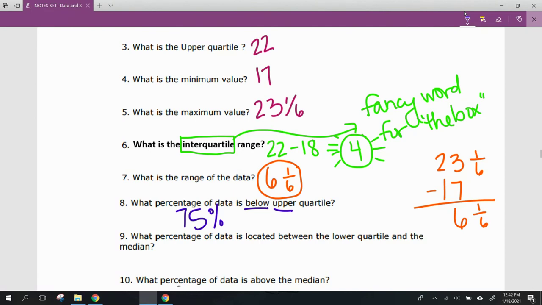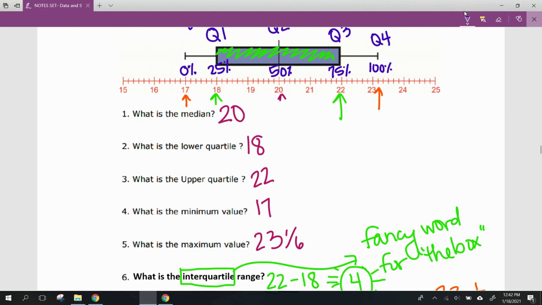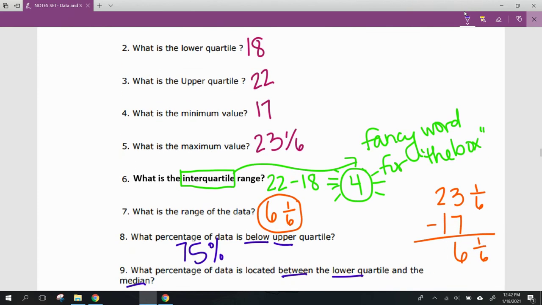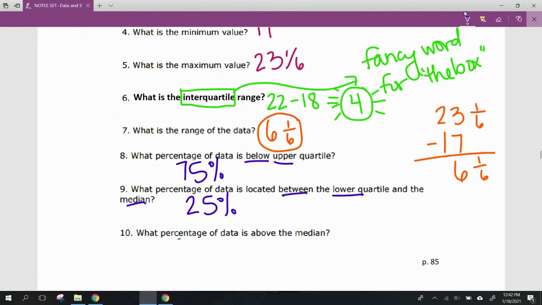What percentage of the data is located between the lower quartile and the median? Well, we know that the lower quartile is 25% and the median is 50%. And so that is 25%, right? To go from 25% to 50% is 25%.